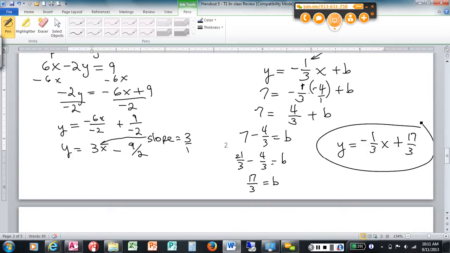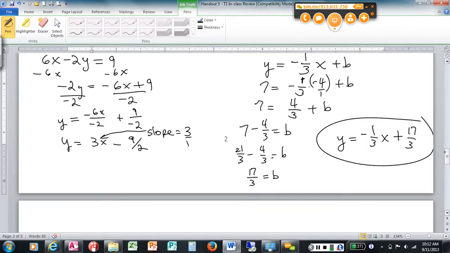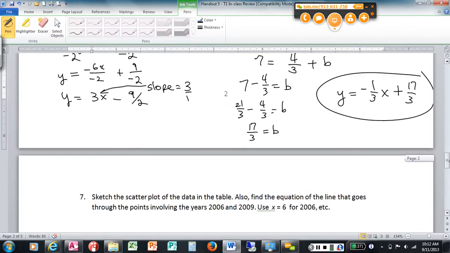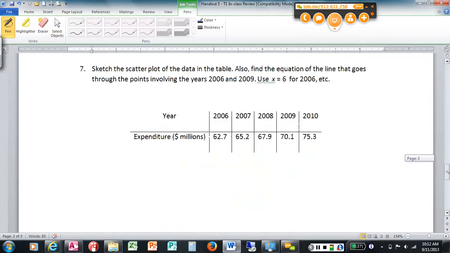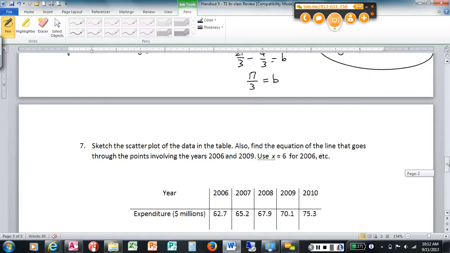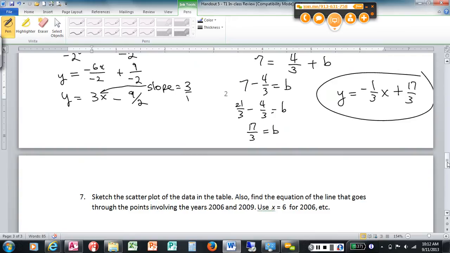Okay? So we will probably have to do such a one as that on the test. Last but not least, everybody get that one? Sketch the scatter plot of the data in the table for number 7. Also find the equation of the line that goes through the points involving the years 2006 and 2009. Use 6 for 2006, etc.